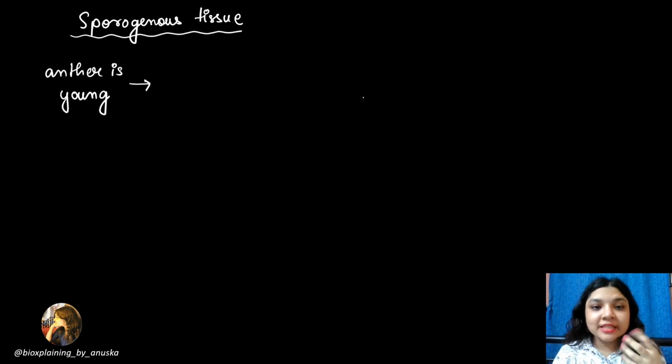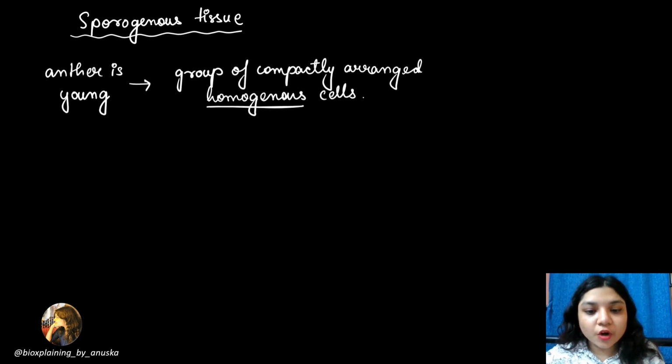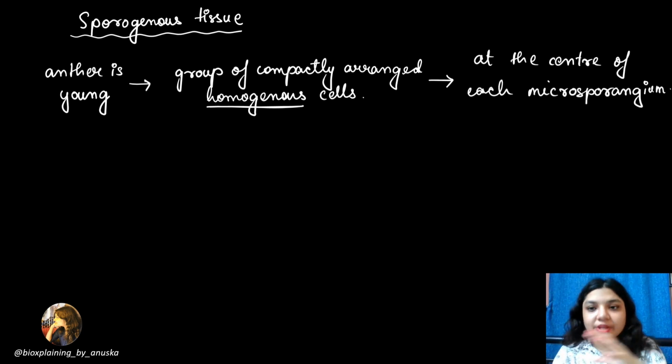Okay, so the anther, when it is young, contains a group of compactly arranged homogeneous cells. Homogeneous cells means they are all uniform cells. And these cells are present at the center of each microsporangium. These cells are compactly arranged, and this is what we call the sporogenous tissue.